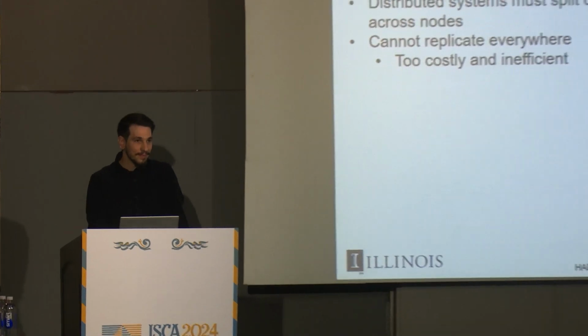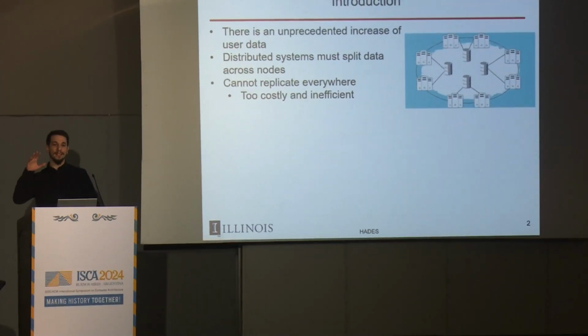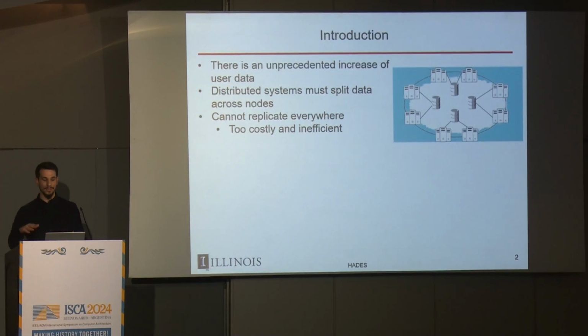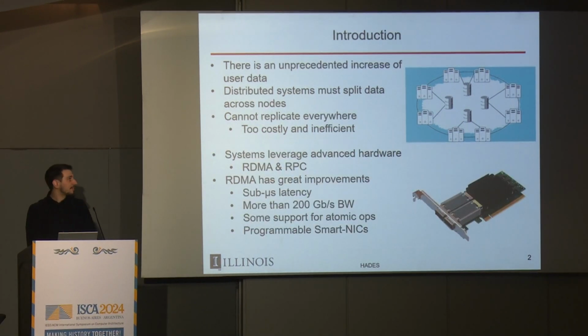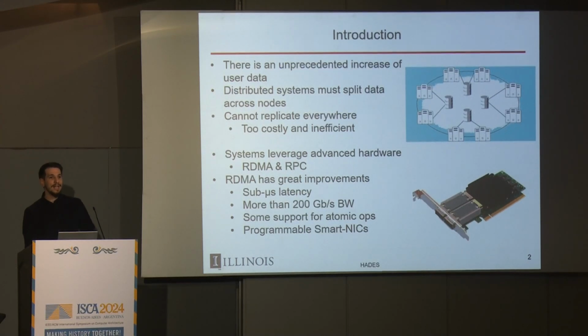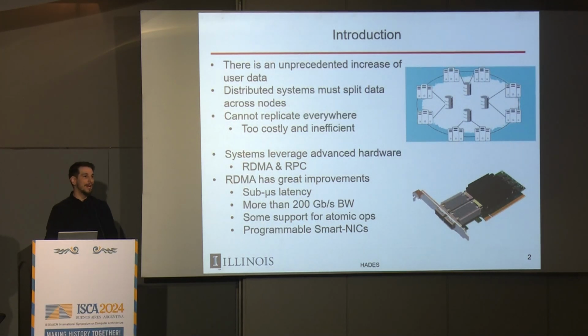So today, we see an unprecedented increase in user data, and distributed systems must split this data across multiple different nodes because it's too costly and inefficient to replicate the data to all nodes. So systems leverage RDMA and RPCs to communicate between the different nodes, and we've seen great enhancements in RDMA with sub-microsecond latency, very high bandwidth, some support for atomic operations, and programmable NICs that can perform some computation.